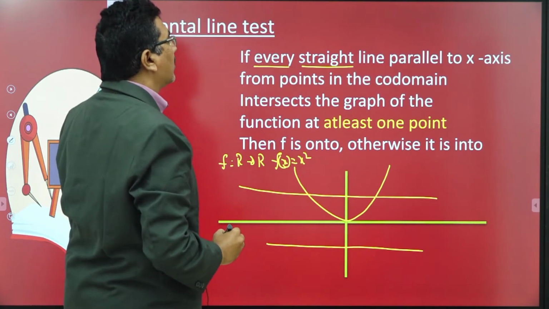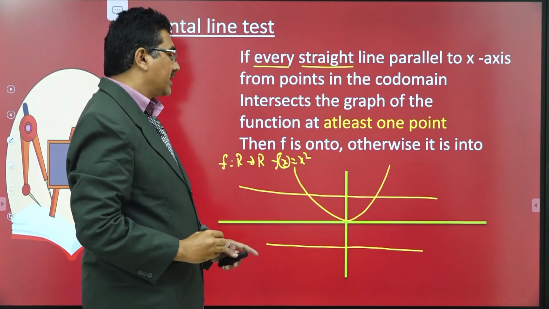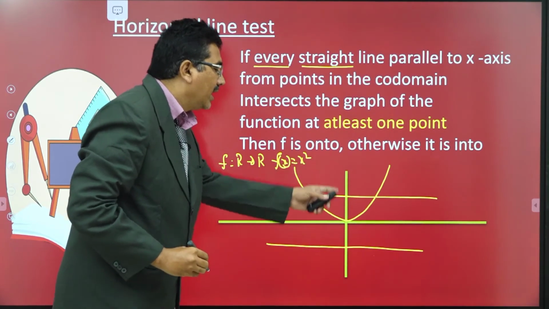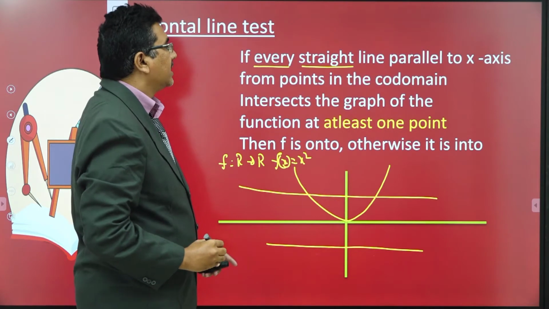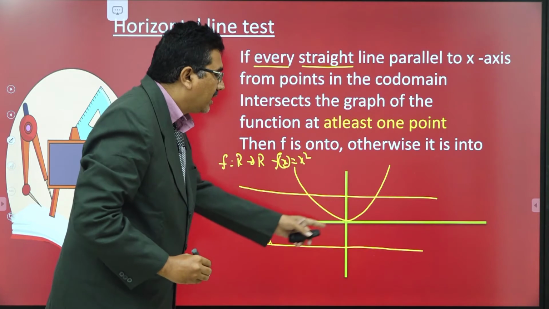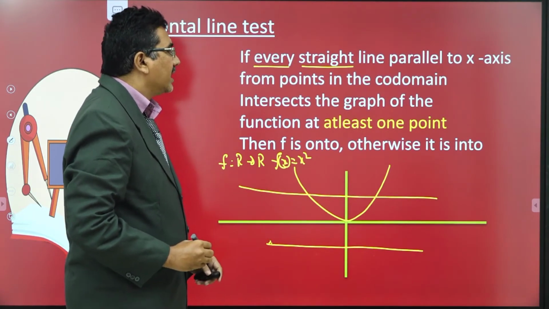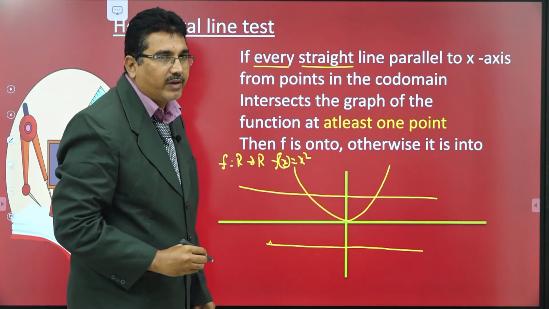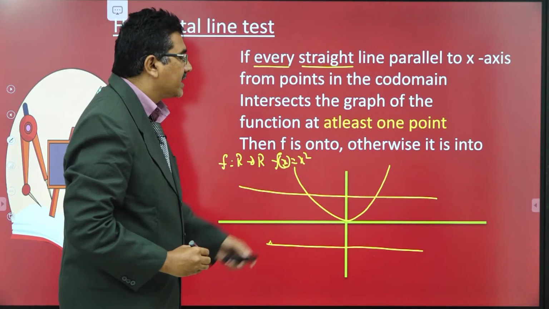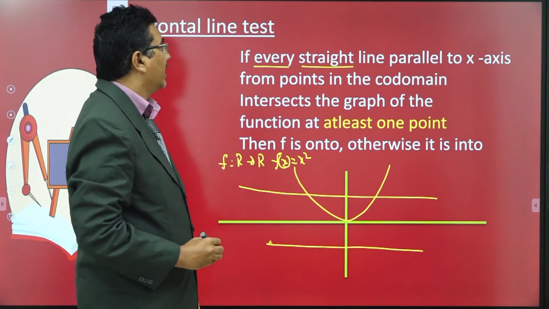from points in the codomain. Here the codomain is the set of all real numbers. Domain is on the x-axis, codomain on the y-axis. Suppose we draw a horizontal line below the x-axis. This line does not intersect the graph of the function. Therefore, f of x equal to x square is not onto by using the graphical method.